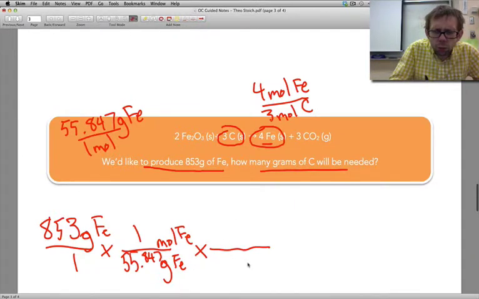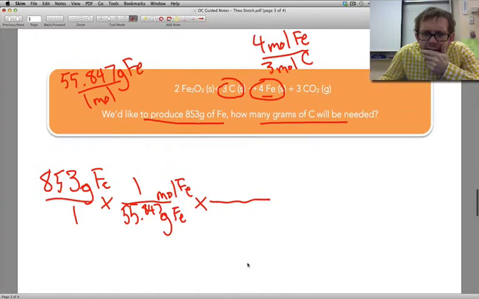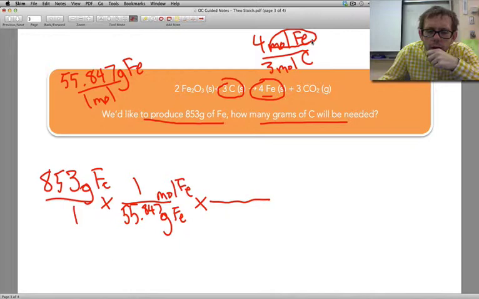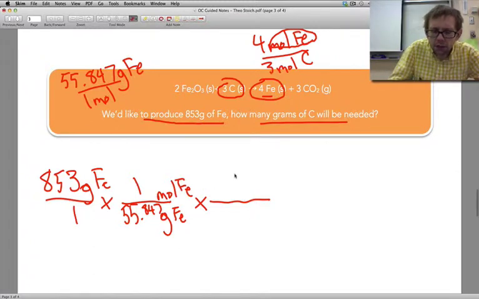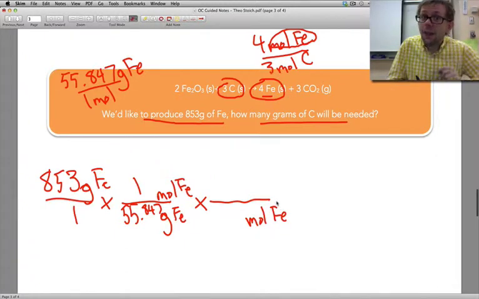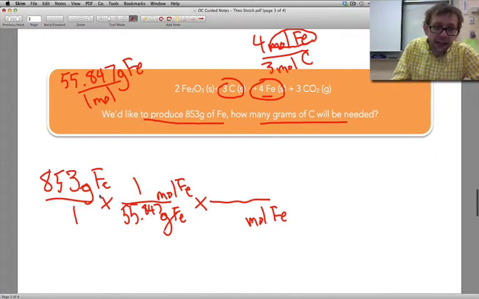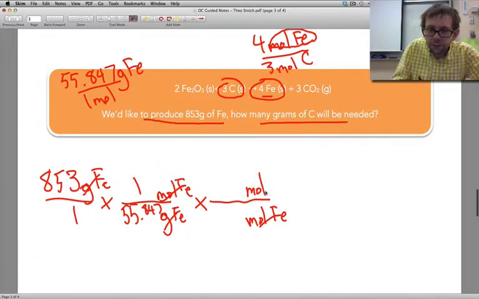Okay, so where's moles of iron got to go? Where are we going to put the label of moles of iron? See it there. So that means I want to cancel it. So I want to put moles of iron here. I hope that's what you were thinking. That's what you need to be thinking. Hey, you know, we got to cancel units out. And so if I'm going to use the moles of iron from this, then the moles of carbon got to go on top. And then the numbers just follow. So 4 goes with the iron, 3 with the carbon.